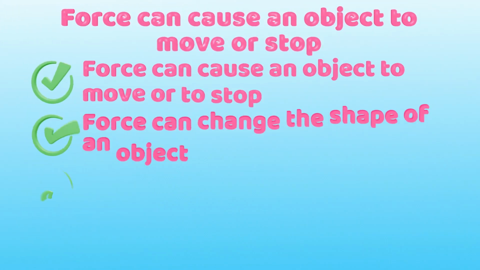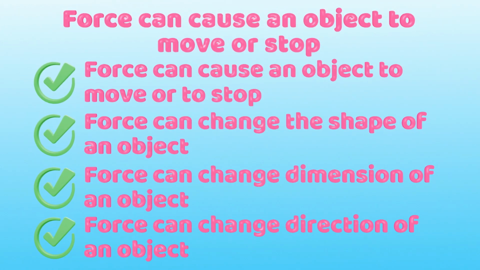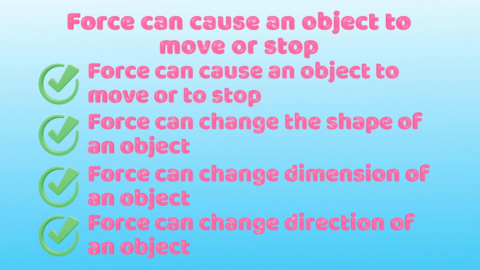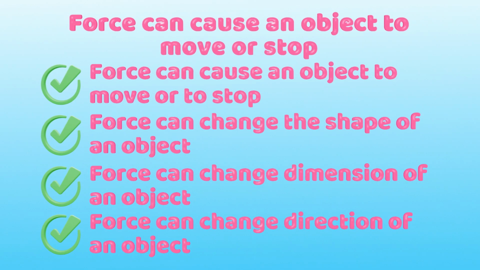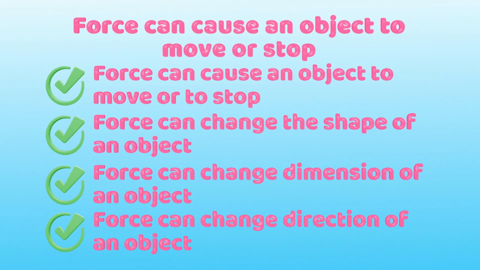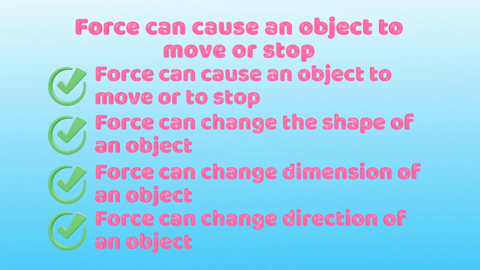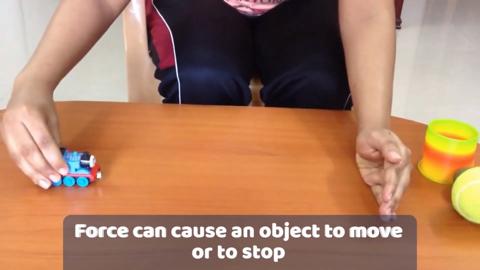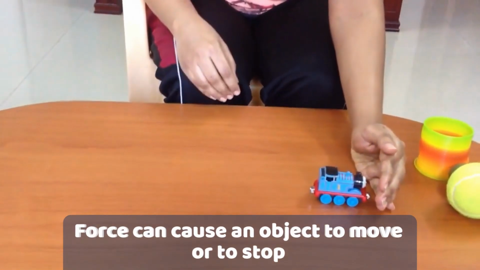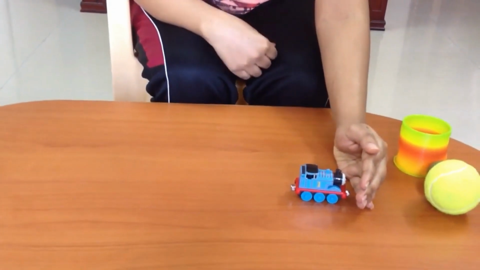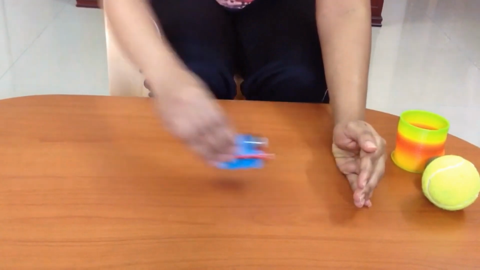Forces can cause an object to move or to stop. Forces also can cause an object to change its shape. And it also can cause an object to change its dimension and direction. Now let us demonstrate how force can change the position of an object. So consider this toy here. We can use our hands to stop or to start a motion of this object.